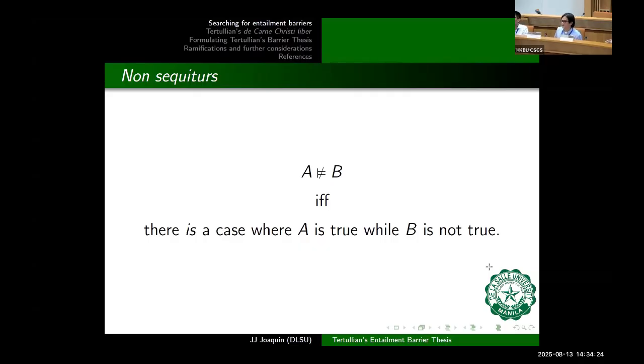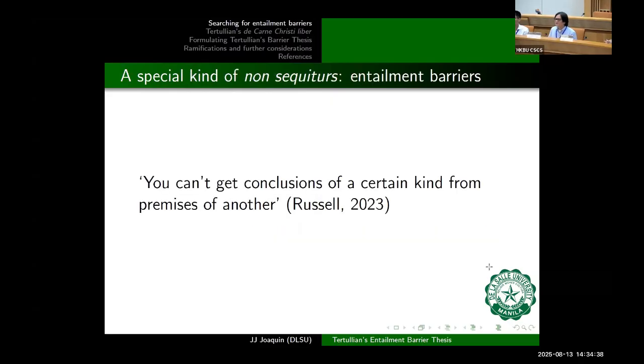Now, we are also concerned about invalidity as well. So here's a definition of invalidity. We're saying that B does not follow from A if and only if there's a case where A is true while B is not true. So this is just elementary logic. But some say that there's a special kind of non sequiturs, and they're the entailment barriers, as Gillian Russell defines them. The idea here is that you can't get conclusions of a certain kind from premises of another kind.